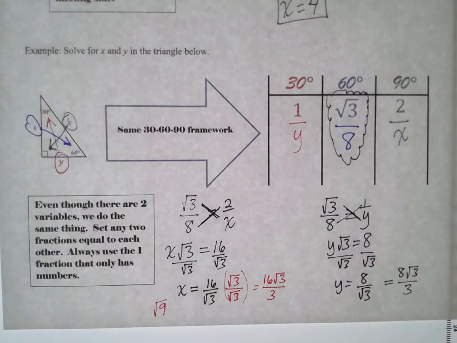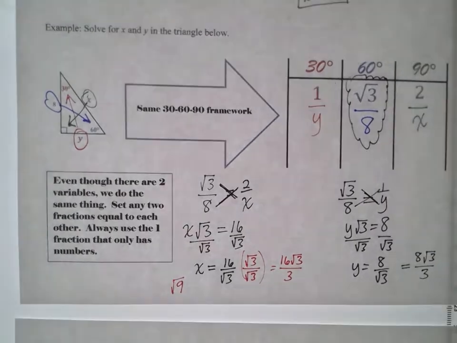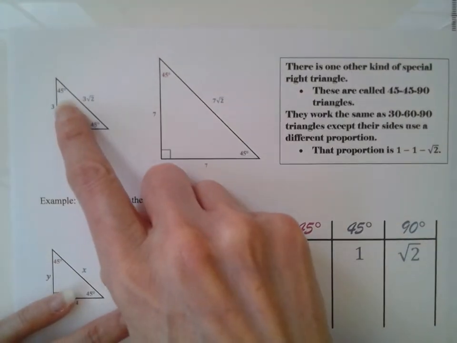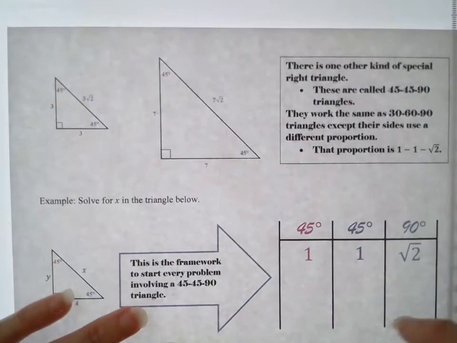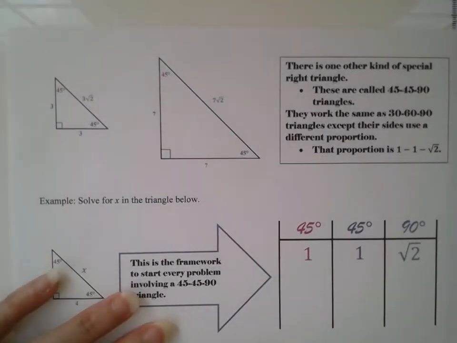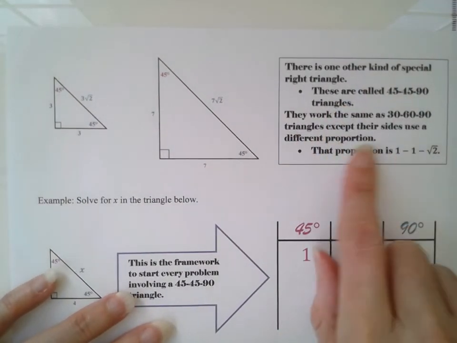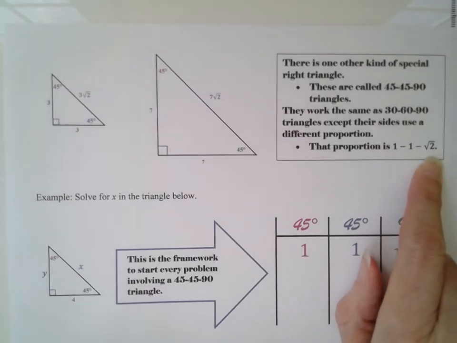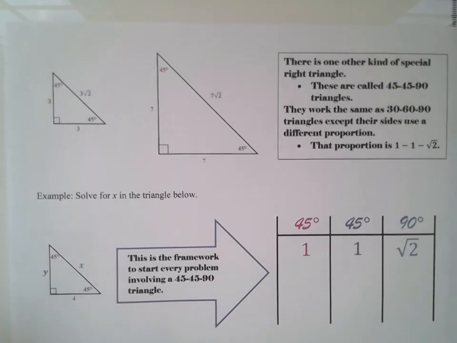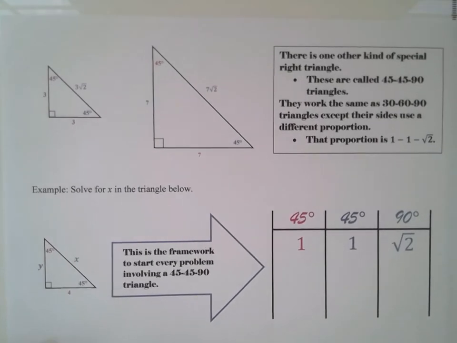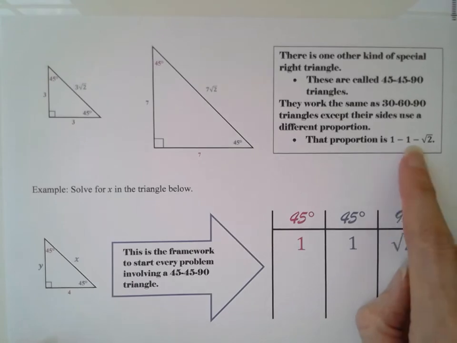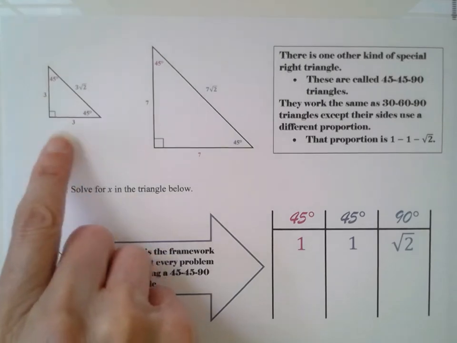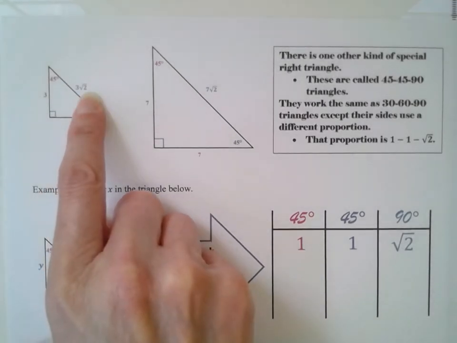So we have one other type of special right triangle. That type is this one. This one is a 45, 45, 90 triangle. So for the 45, 45, 90 triangle, we also have a proportion, but that proportion is 1, 1, square root 2. So we're going to do exactly the same thing as we did before, except we're going to use the proportion 1, 1, square root of 2. The two ones there indicate that two sides of the triangle should be equal. Those two sides should be the two legs. So the hypotenuse will be different, but the two legs should be exactly the same.